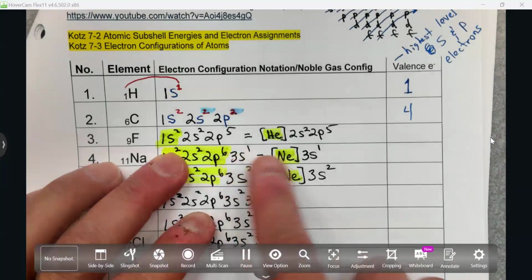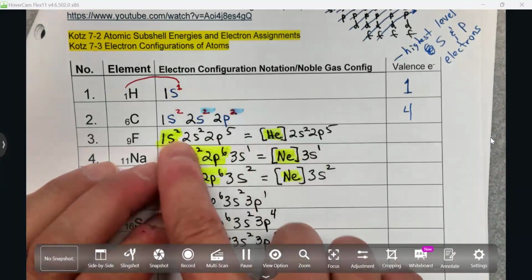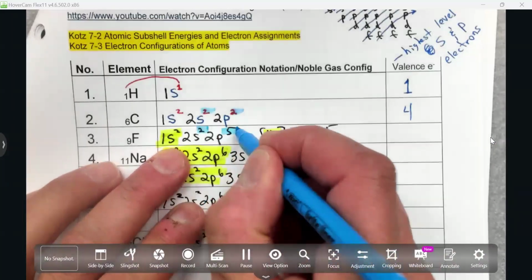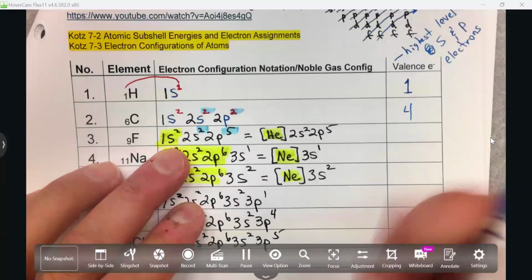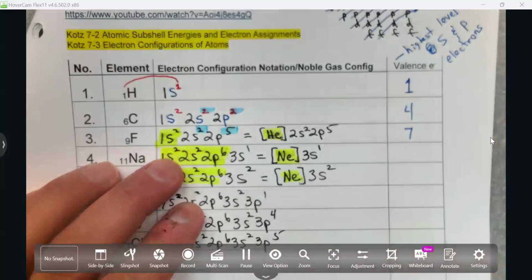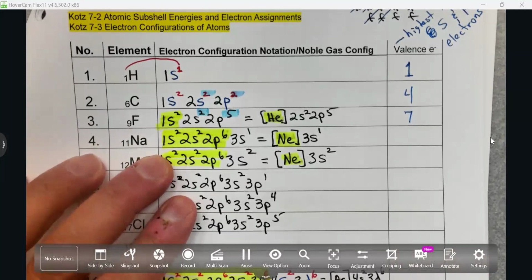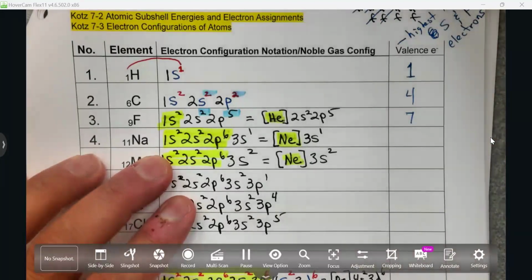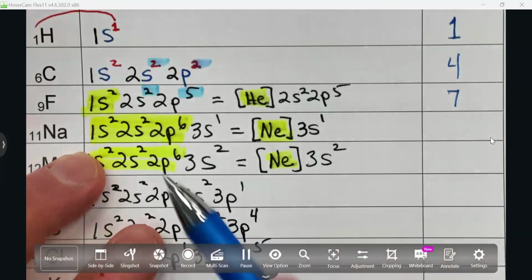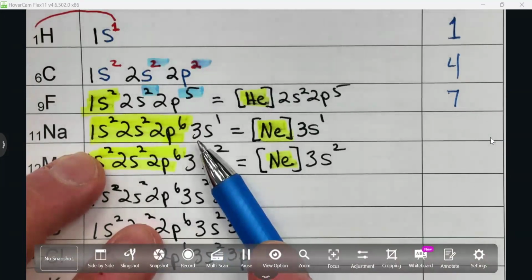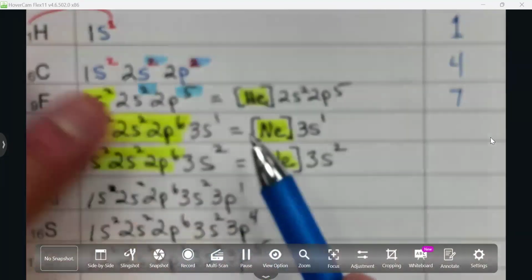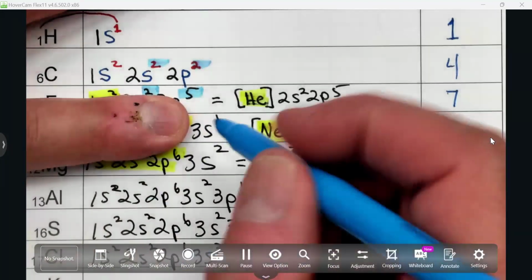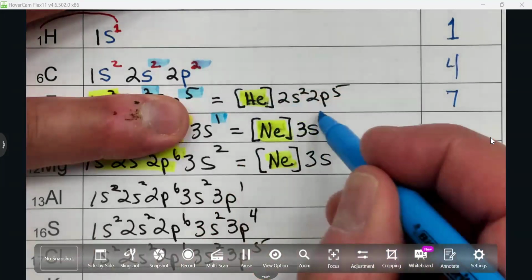Number 3. We don't care about the 1s2 again, but we've got 2 and 5. We've got 7 valence electrons here. Sodium. Once we hit level 3, we don't care about anything less than that. This just has 1 valence electron. This 3s1, just this 3s1.